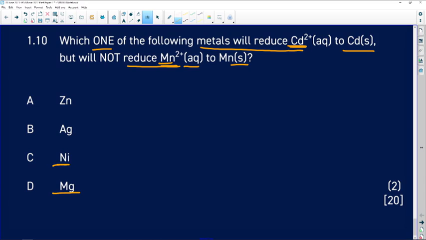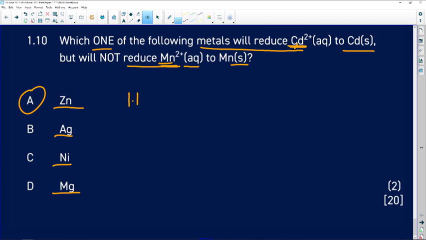When I look at Ni, nickel will never reduce Mn2+ and will also never reduce Cd2+. Why? Because it is an oxidizing agent compared to the two. Ag as well will never reduce Cd2+ and Mn2+ because it is also an oxidizing agent. But Zn, when compared to Cd, is going to reduce Cd2+. However, it will never reduce Mn2+. So our answer is A there.